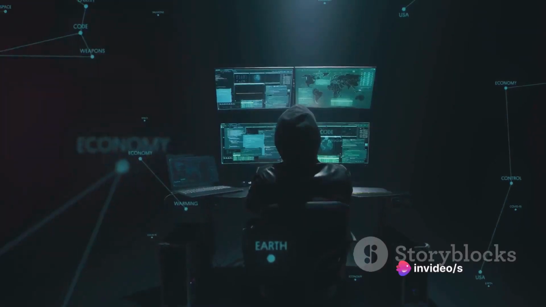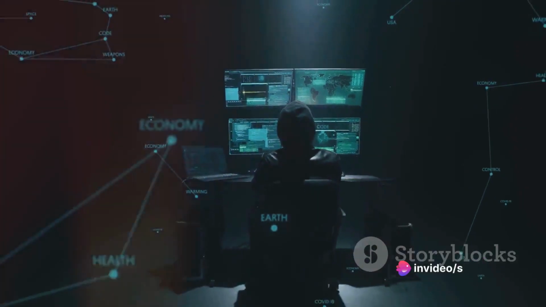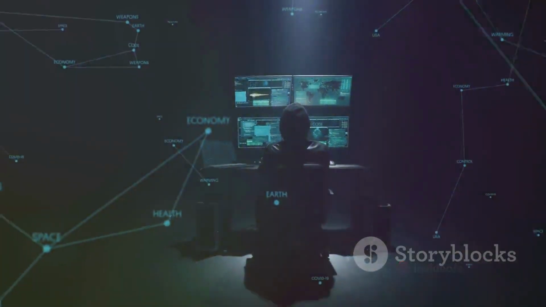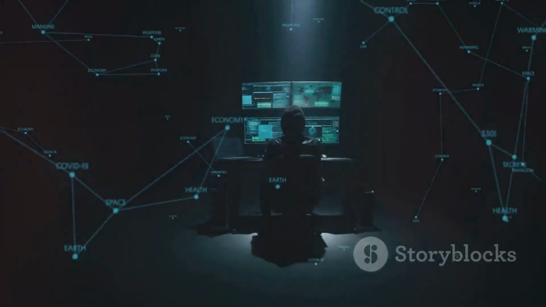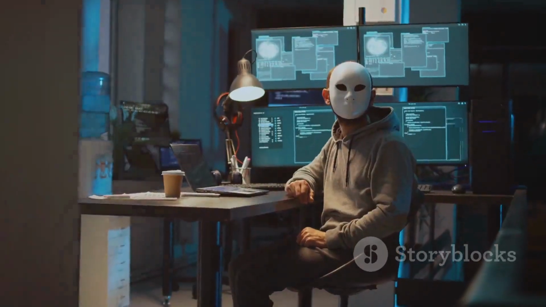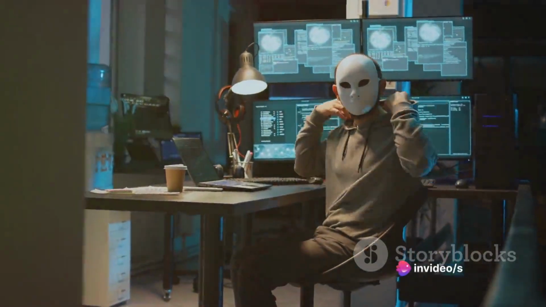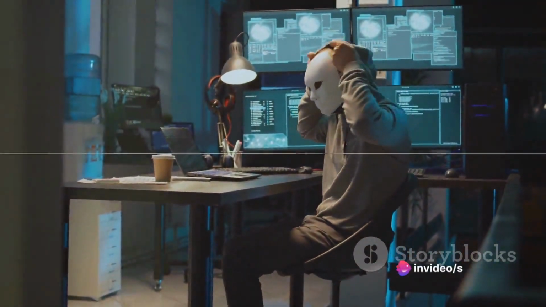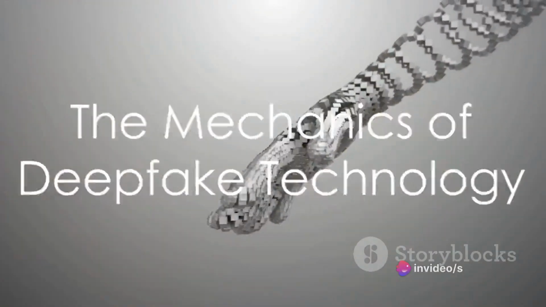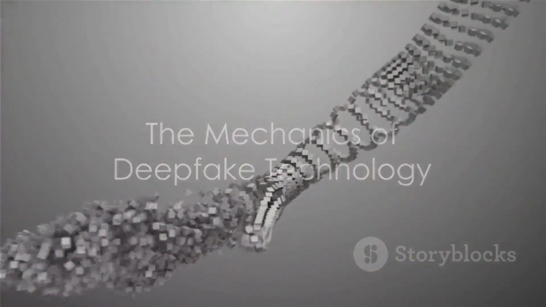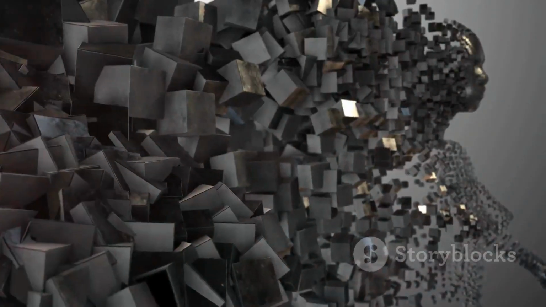The implications of deepfakes are profound, extending beyond harmless pranks and entertainment to potential misuse in spreading misinformation, political propaganda, and even cybercrime. Now that we've understood what deepfakes are, let's delve into how they work. Deepfake technology employs artificial intelligence in quite a fascinating way. Let's break it down to its basics.